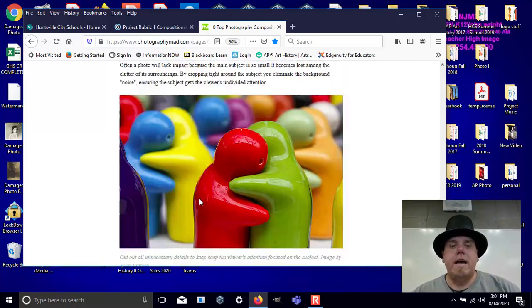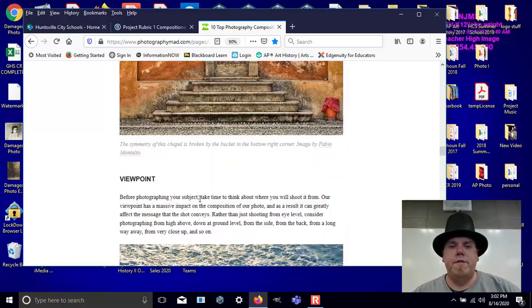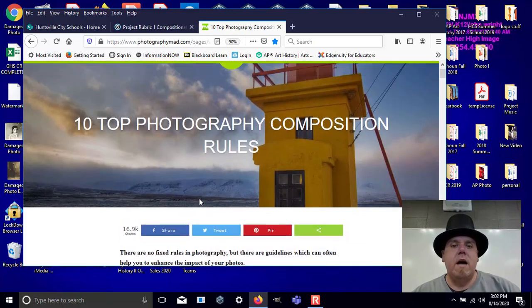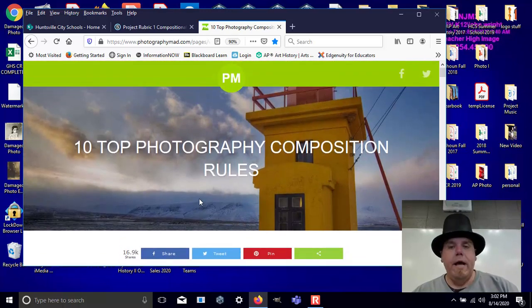So you're going to take one picture for each one of these that you think represents that compositional rule well, and then you're going to put it into a PowerPoint. We're also going to be learning some basic editing techniques soon that you can use and apply to this project.